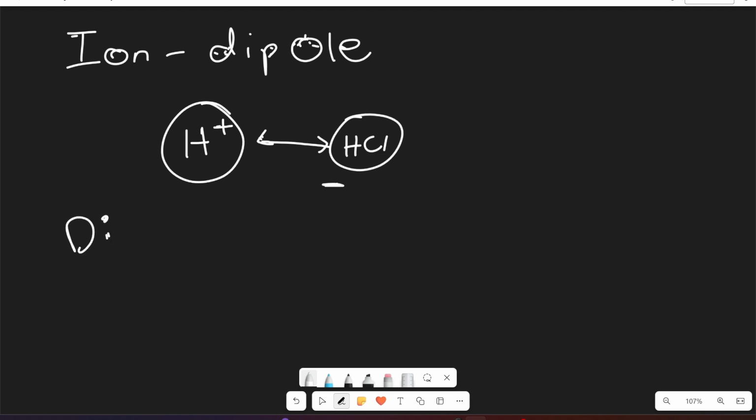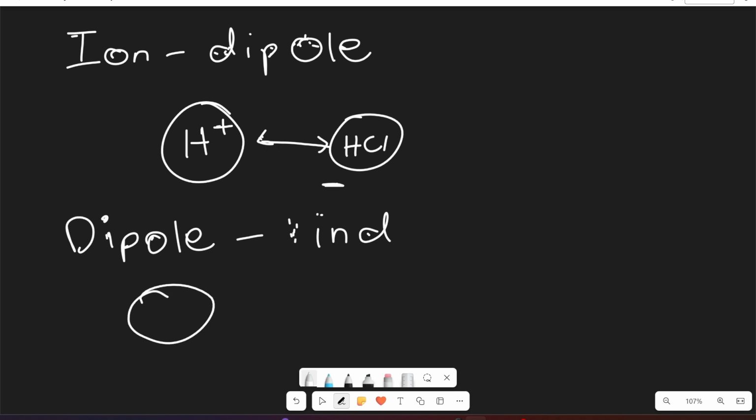Dipole-induced dipole. So essentially this is when we have an attractive force between a polar and a non-polar molecule. So let's say I have a polar molecule like HCl. Let's keep using that example. And let's say I had a non-polar molecule like H2.